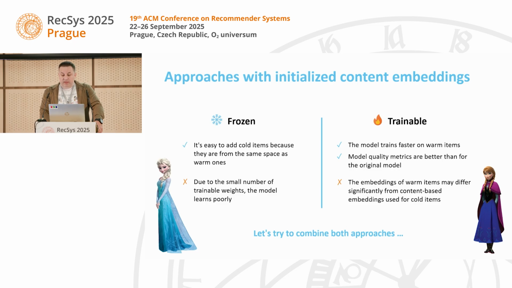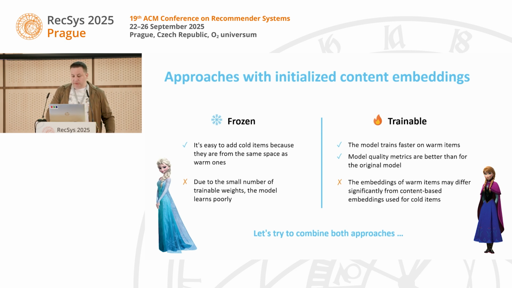But here's the catch, we have two options. If we keep the embeddings frozen, they don't adapt to the collaborative signal. As a result, recommendation quality suffers. But if we let the model train them, they drift away from their original content features, while cold item embeddings remain in the original space. And we get poor quality predictions in cold start cases.